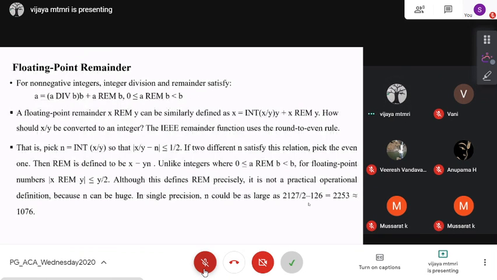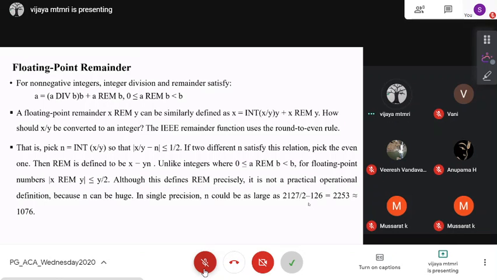Floating point remainder. For integers, integer division with remainder satisfies a is equal to a div b times b plus a remainder b; that is the formula we have to get the remainder. The floating point remainder x rem y can be similarly defined as x is equal to integer part of x by y, times y, plus x rem y. How should x by y be converted into an integer? The IEEE remainder function uses the round to even rule.